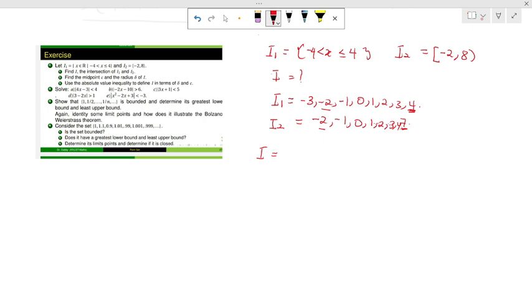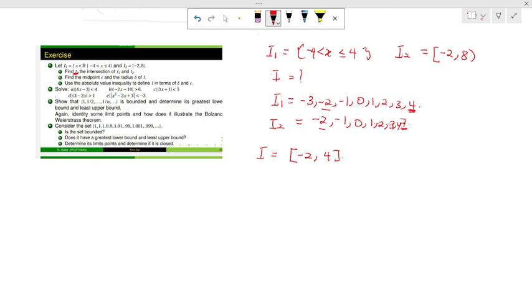So we can get an interval. The question said find the intersection I of I₁ and I₂. I'm going to get a closed -2, because -2 is part of it, and then +4, which is also closed. So this interval, [-2, 4], is the intersection of I₁ and I₂, and that solves the very first problem. Now let's see the second one.